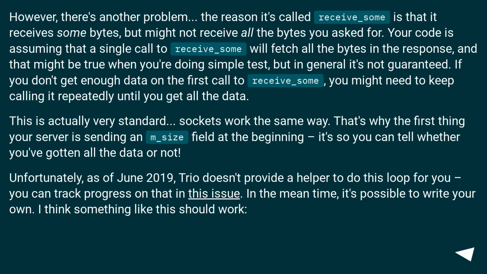This is actually very standard. Sockets work the same way. That's why the first thing your server is sending is an M_size field at the beginning. It's so you can tell whether you've gotten all the data or not. Unfortunately, as of June 2019, Trio doesn't provide a helper to do this loop for you. You can track progress on that in this issue. In the meantime, it's possible to write your own. I think something like this should work.